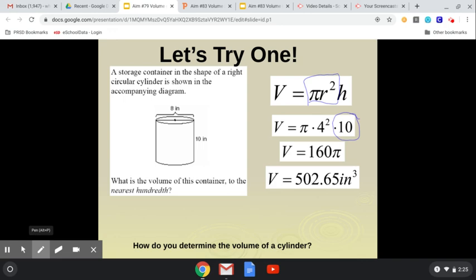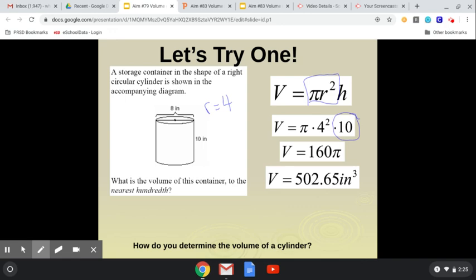Well, the reason that I plugged in 4 is because 8 is actually the diameter of this cylinder. The diameter is the distance all the way across. So if the diameter is 8, the radius is half that, it's 4. So that's why I use 4.